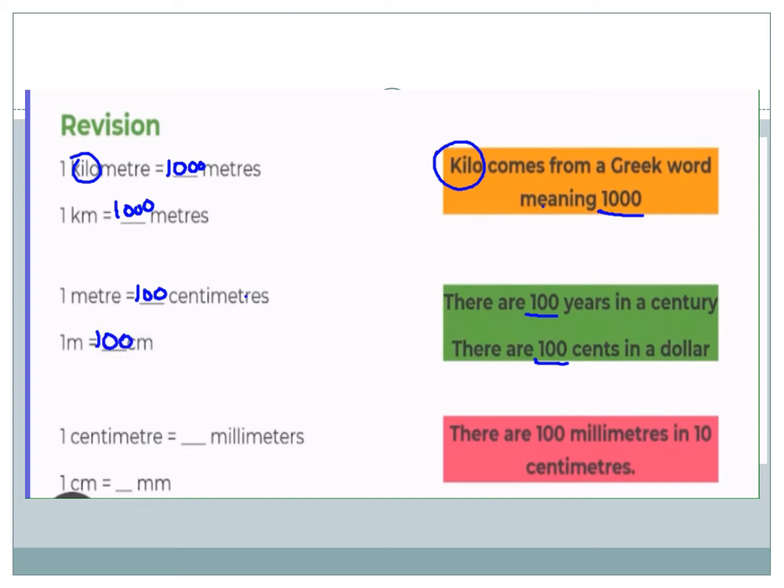And in 1 centimetre, how many millimetres are there? So there are 100 millimetres in 10 centimetres. So 100 divided by 10 equals 10. That means there must be 10 millimetres in 1 centimetre. So well done if you got those correct.